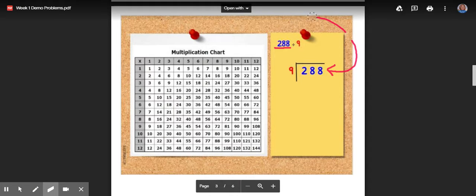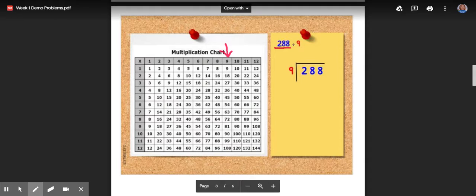So if I take a look at 288 divided by 9, I'm dividing by 9, so I'm going to focus in the nines column. All of my numbers being divided will be listed either in the 9 column, or there will be a number close to it in the nines column. So let's take a look at this.